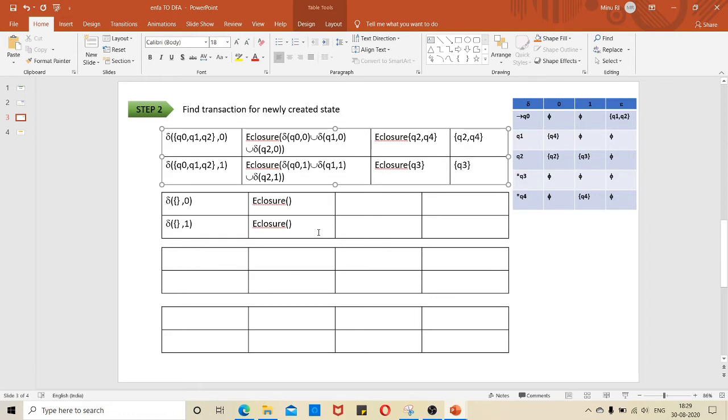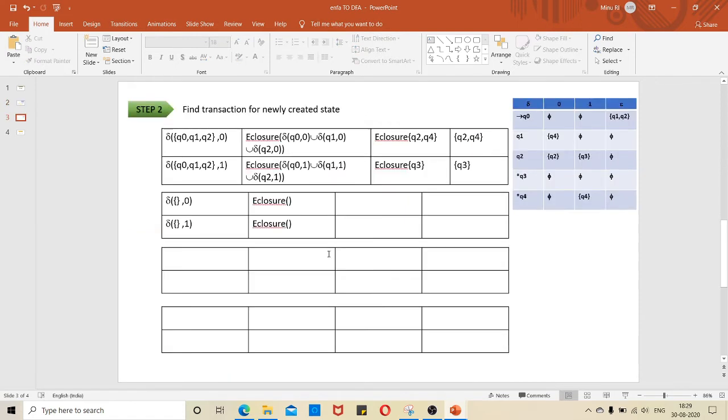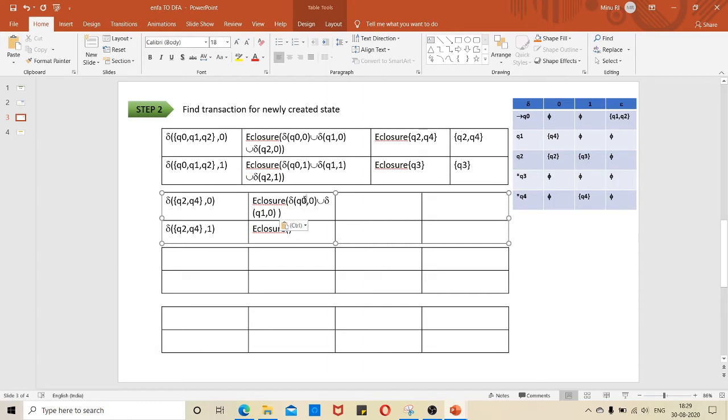Okay, fine. So now we got a new state Q2, Q4. For this Q2, Q4, that is B, we need to find what happened with an input 0, 1, with respect to 0, 1 for Q2, Q4. So Q2, comma Q4. Likewise here Q2, comma Q4. So in Q2, Q4 we have to do again the same symbol representation: epsilon closure of delta Q2 with respect to 0 and Q4 with respect to 0, what it comes.